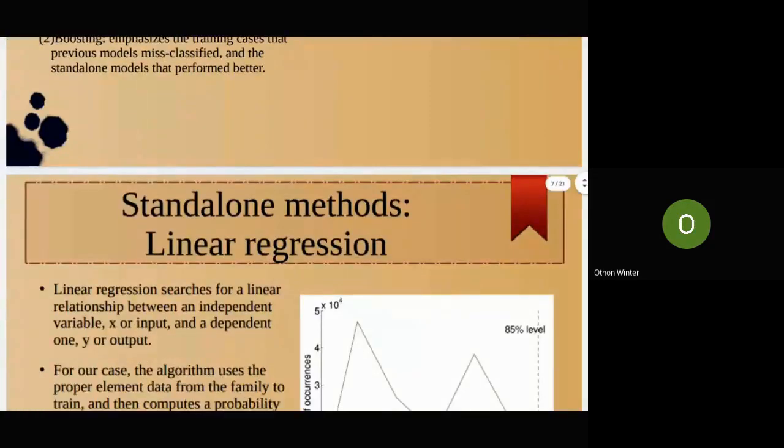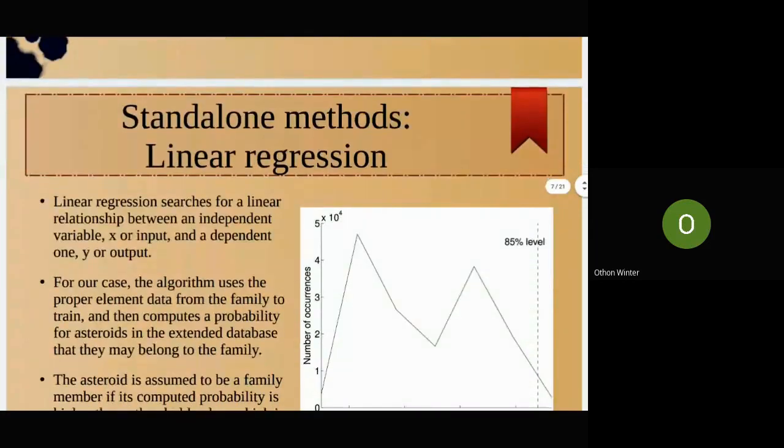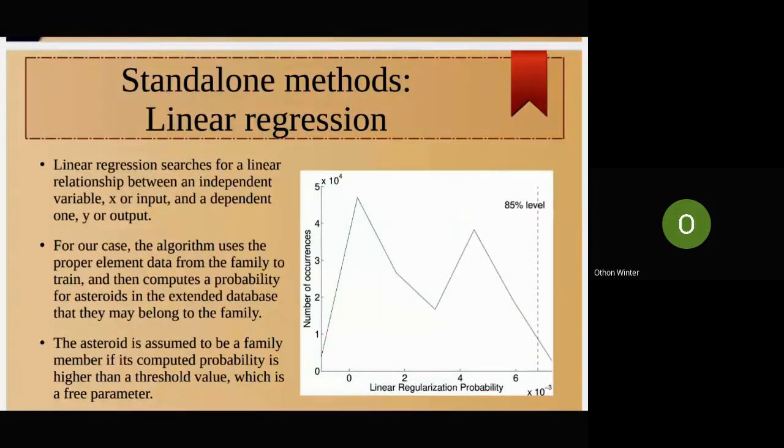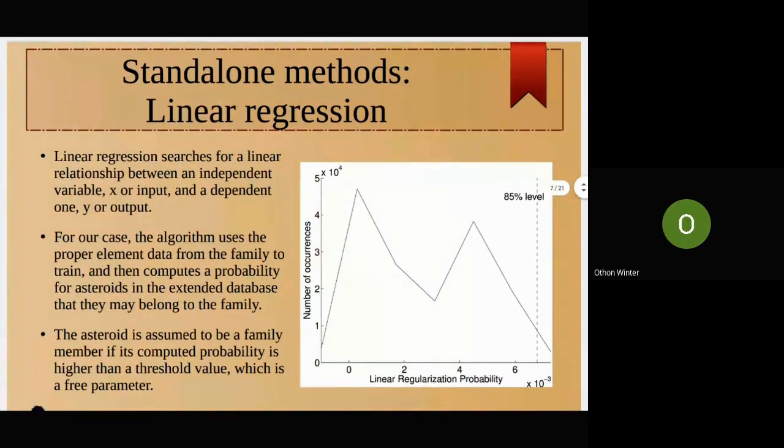So what is the goal of this work? The goal of this work is to try to classify new asteroid members as members of families. So if you know that you have a population, for instance, of a few thousand asteroids, and you have a new set of asteroids with proper elements that has been published, how many of the new asteroids could be classified as members of these families? So we tried several standalone and ensemble methods.